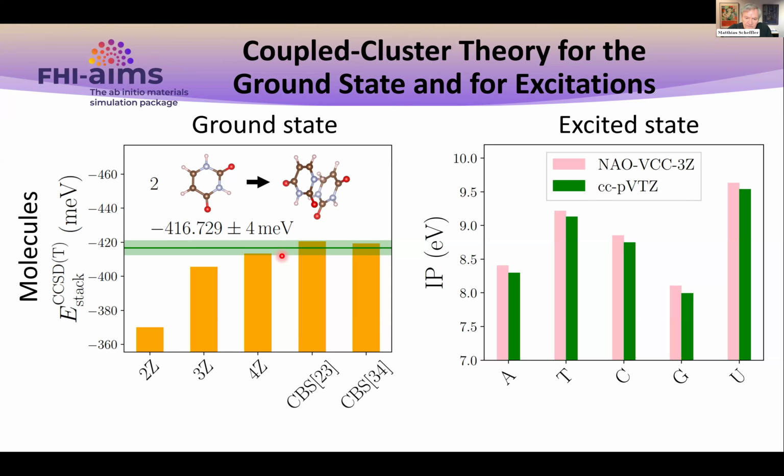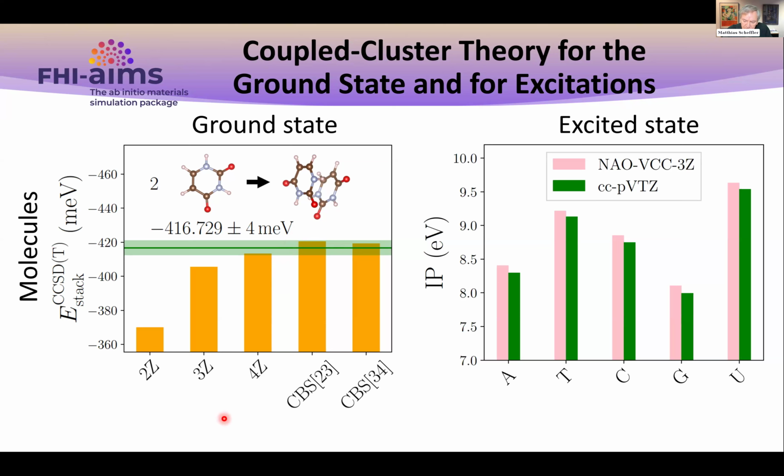And on the right side, you see what is now the standard in doing excited states with the so-called equation of motion. Our results are in pink, and the leading results from quantum chemistry are in green. I think also very good agreement.